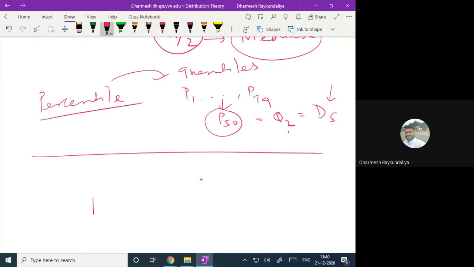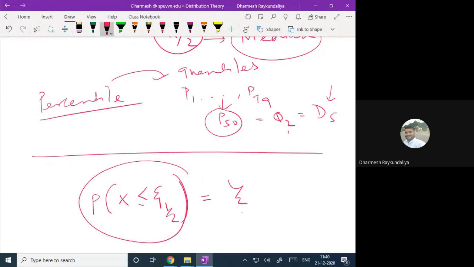But if some distribution is given, we wish to find out the distribution of, let us say, the median. If I wish to find out the median, then I have to just write it in this way: that probability, then integrate this and compare, and I will get the value of this xi.